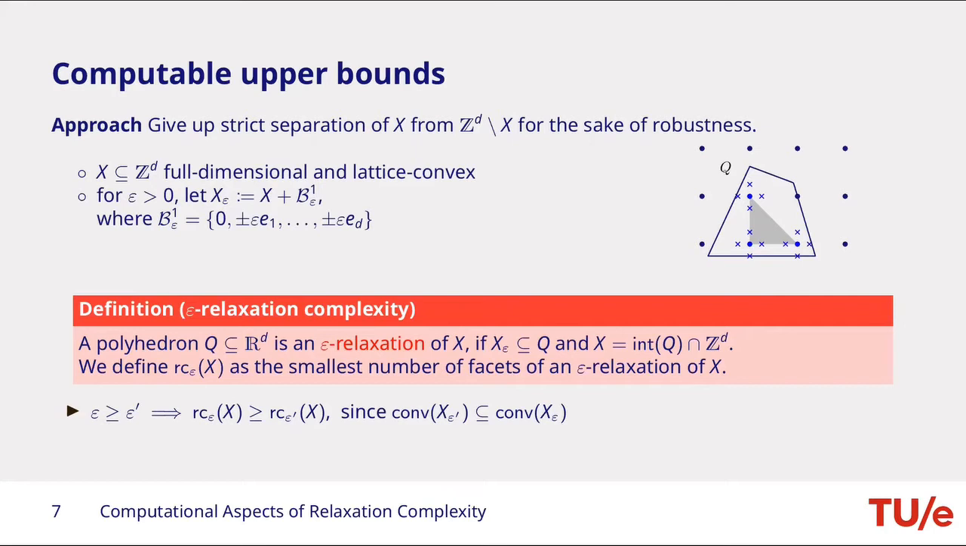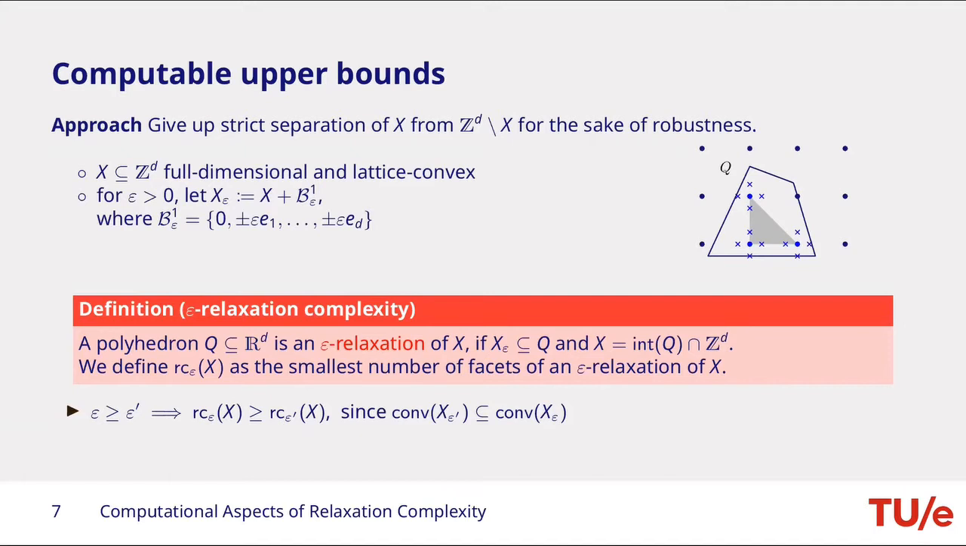What we can immediately observe is that if we are given two robustness parameters, epsilon and epsilon prime, one being at least as large as the other, then the epsilon relaxation complexity for the bigger epsilon cannot be smaller than the relaxation complexity with respect to the smaller value epsilon prime, because the safety margin becomes smaller and thus we get more flexibility in deriving our inequalities.